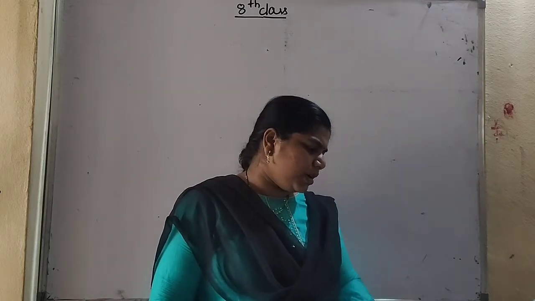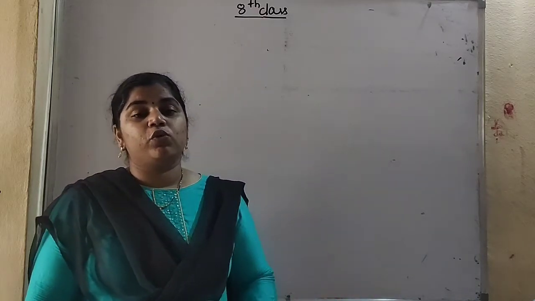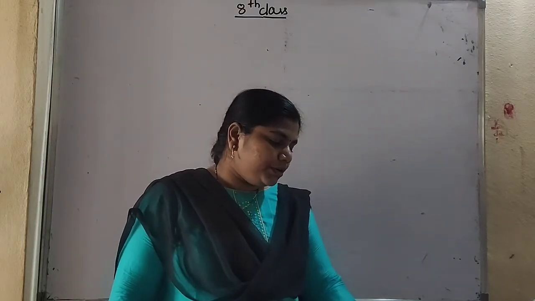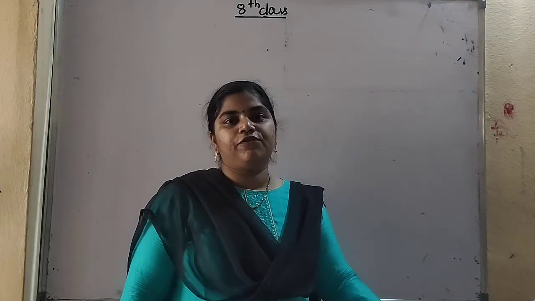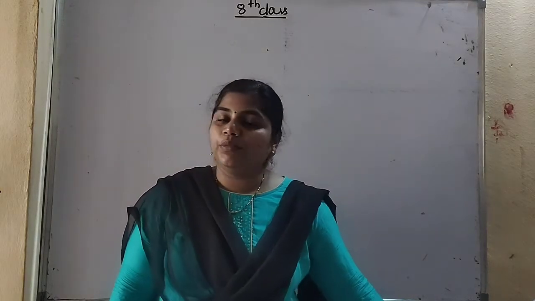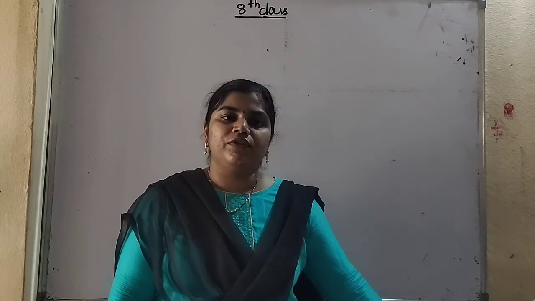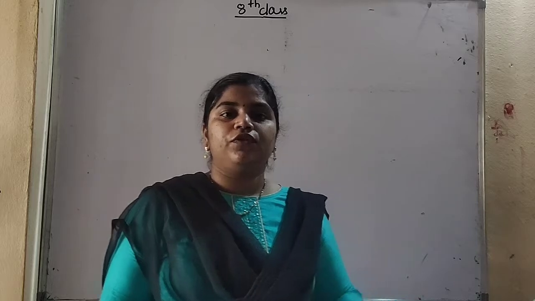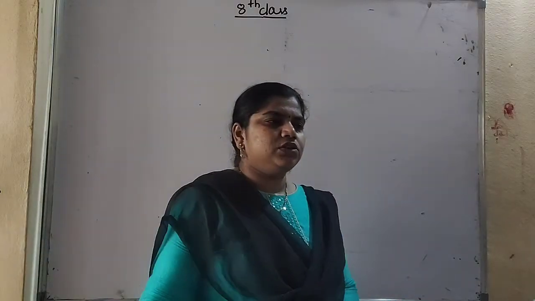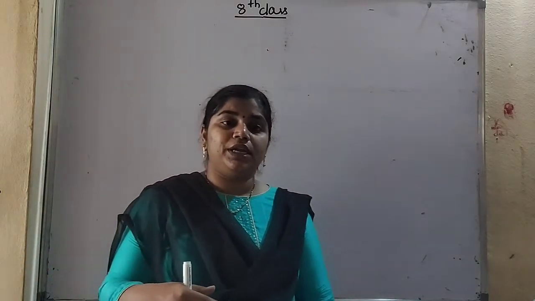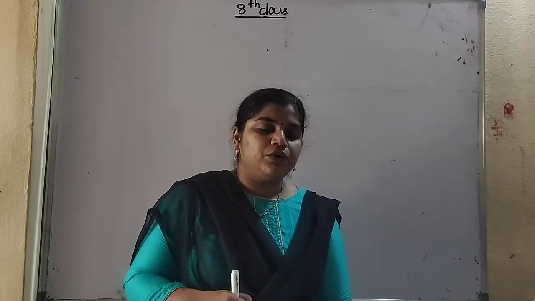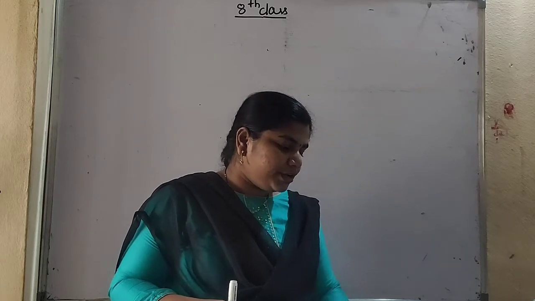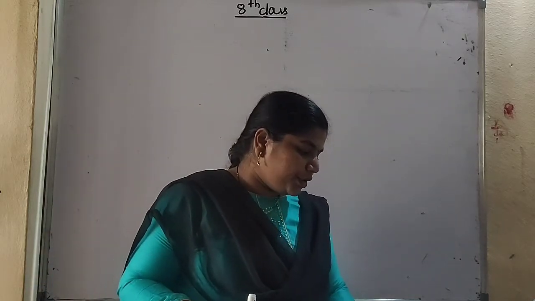So already we have learned about quadrilaterals in 7th class. Okay. So what do you mean by quadrilateral? A quadrilateral is a four-sided closed figure. Any figure having four sides, four line segments, that forms a closed figure, we will call it a quadrilateral. We have so many different types of quadrilaterals.